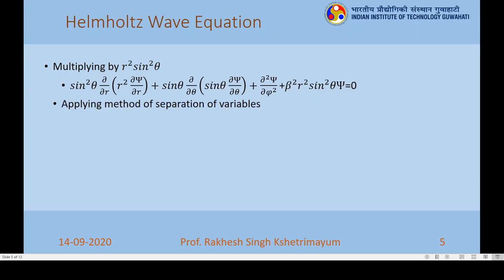Now, as usual, as we have done for plane waves and cylindrical waves, the method we apply for solving this wave equation is the method of separation of variables. So here I represent this psi as a product of three functions: capital R, capital Theta and capital Phi, where capital R is dependent on r, capital Theta is dependent only on theta, and capital Phi is dependent only on phi. So I've separated out the dependence of psi on r, theta and phi as a product of three functions.